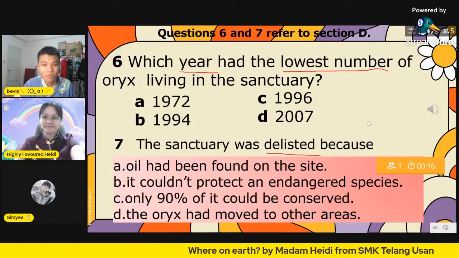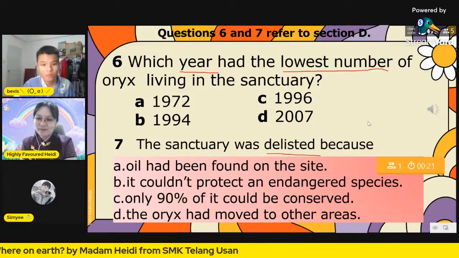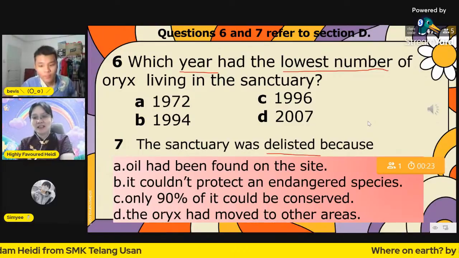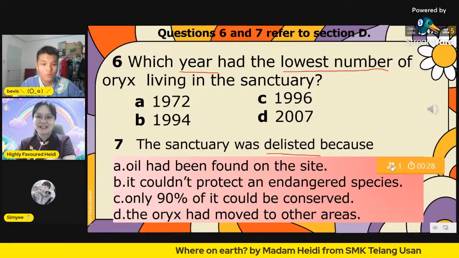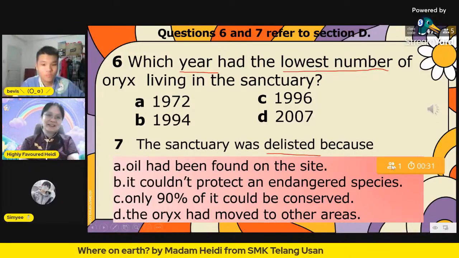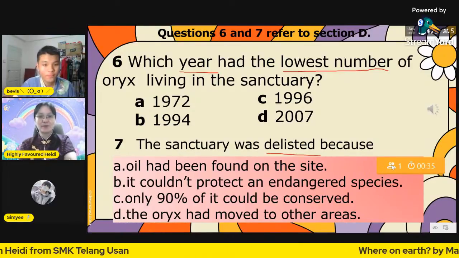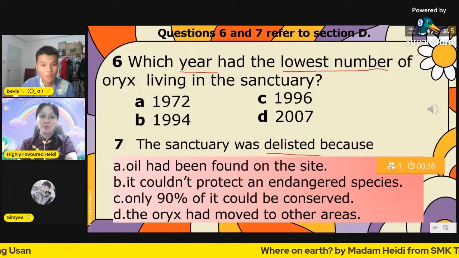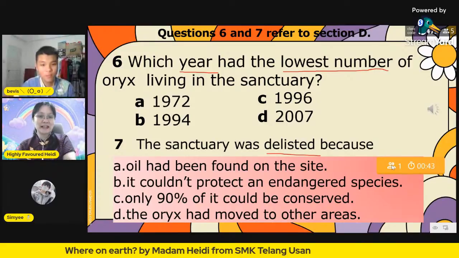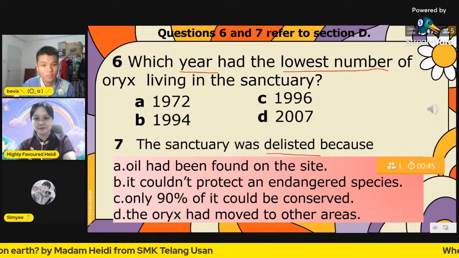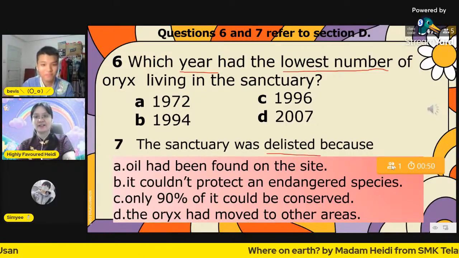Okay, all right, I think this is quite easy, right? I hope I give you about 2 minutes. All right, if all the four of you already submitted, then I will close the submission. Right now only got one. Okay, the sanctuary was delisted because, is it A, oil had been found on the site, or B, it couldn't protect an endangered species, C, only 90% of it could be conserved, or D, the oryx had moved to other areas.